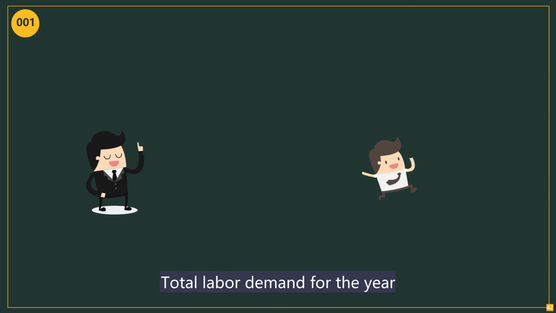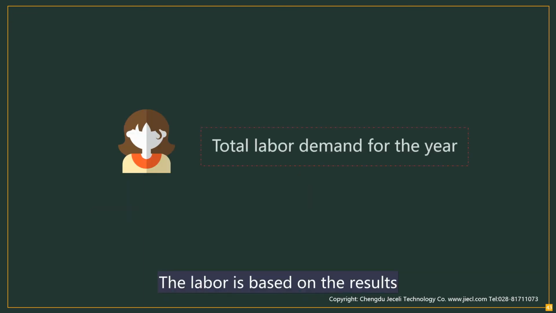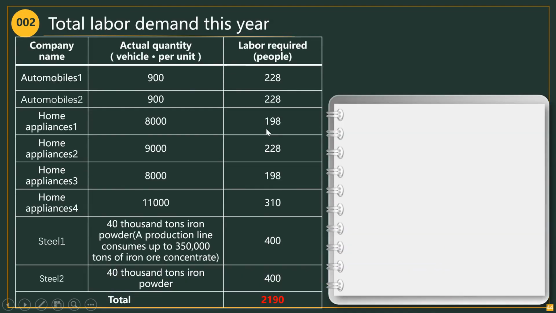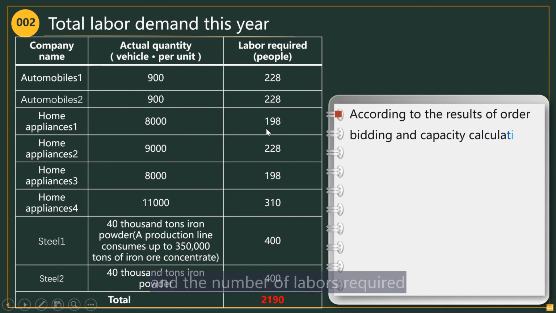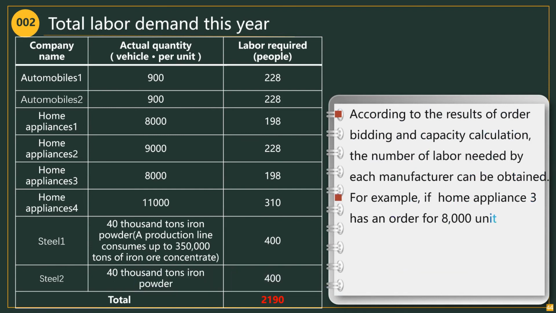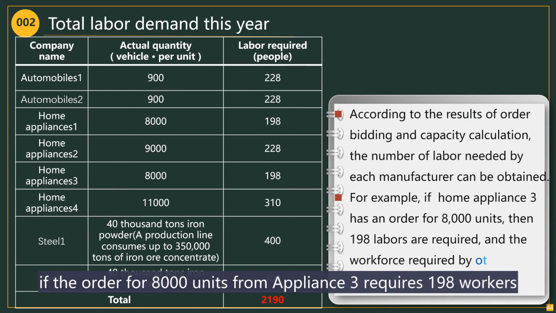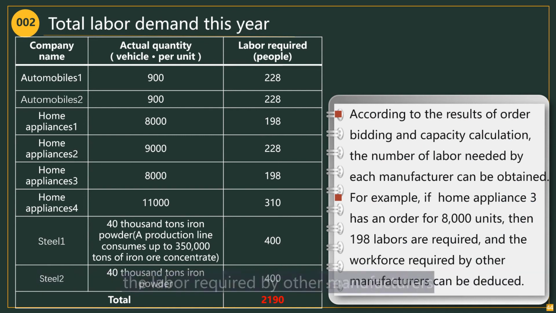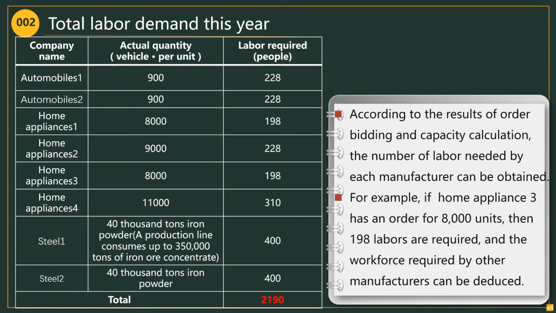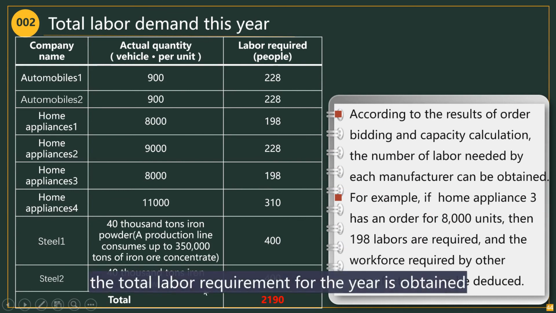Total labor demand for the year. The labor is based on the results of the order bidding and capacity calculation, and the number of laborers required by each manufacturer can be obtained. For example, if the order for 8,000 units from Appliance 3 requires 198 workers, the labor required by other manufacturers can also be deduced. By adding up the labor requirements of all manufacturers, the total labor requirement for the year is obtained.